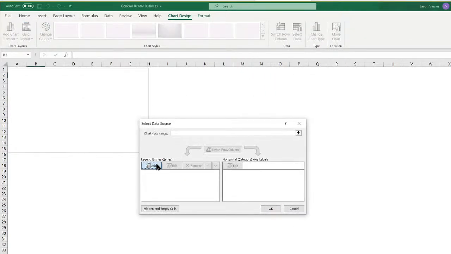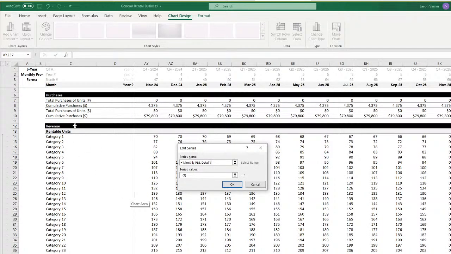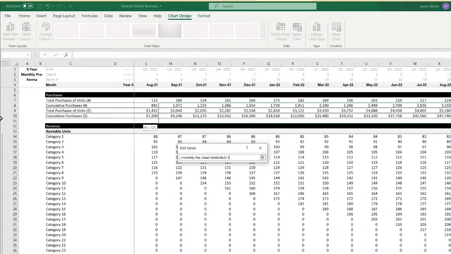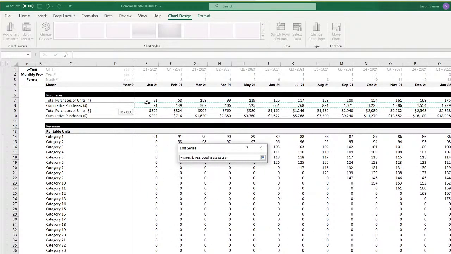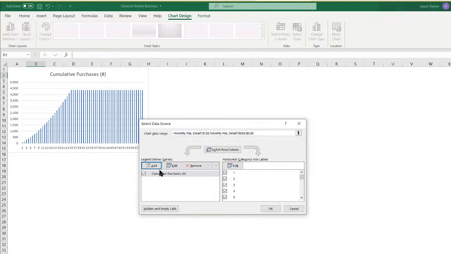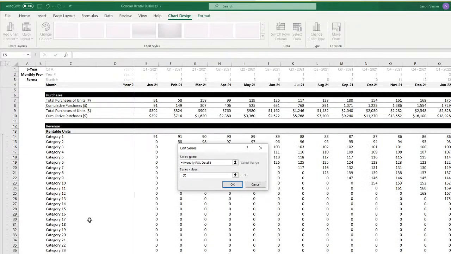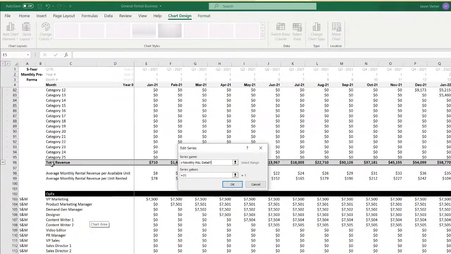Let's do monthly. We'll do cumulative purchases number. That's a good one. Kind of shows the ramp up. So we can do cumulative purchases, and then on the offset we'll combo that with revenue, so you can see how much you're purchasing and then how much you're making over time. That's probably a good one.